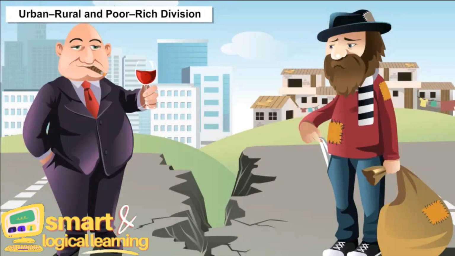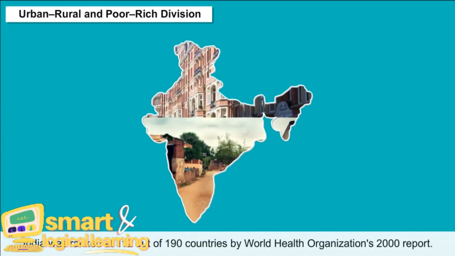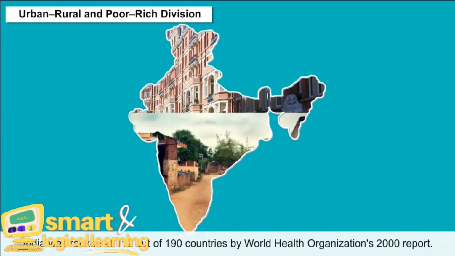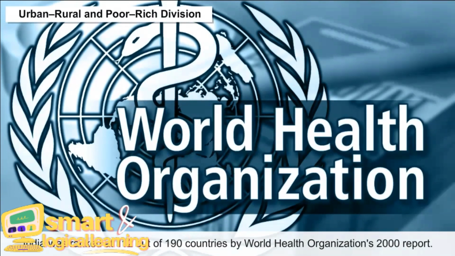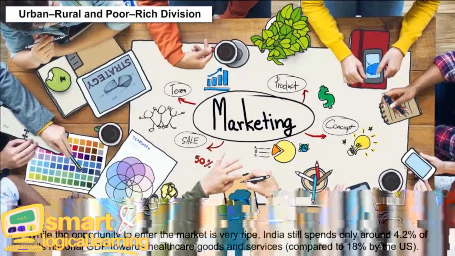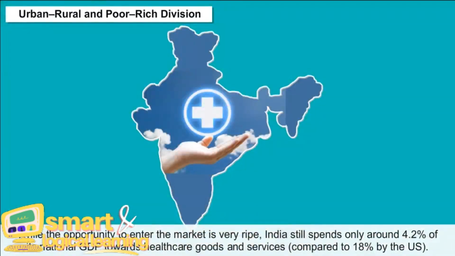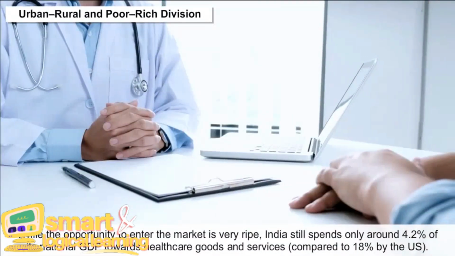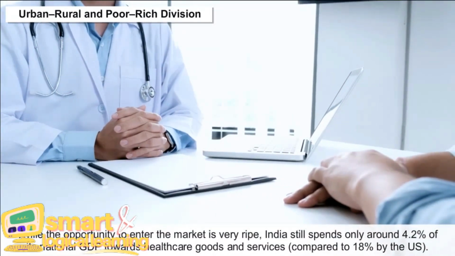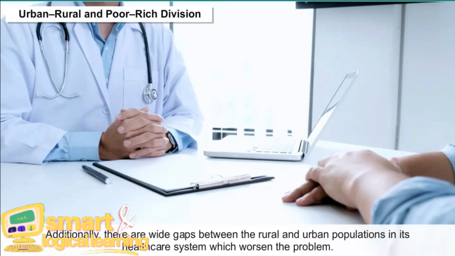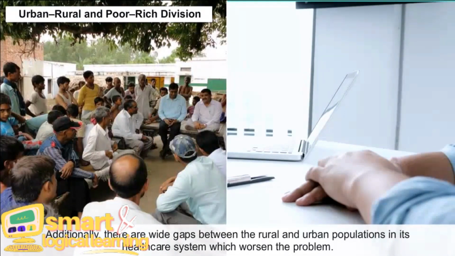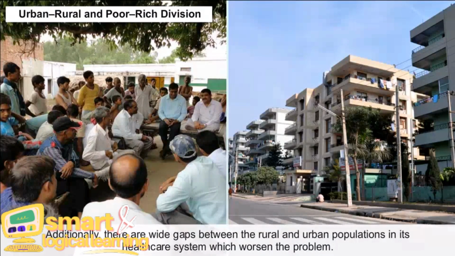Urban-rural and poor-rich division. India was ranked at 112 out of 190 countries by the World Health Organization's 2000 report. While the opportunity to enter the market is very ripe, India still spends only around 4.2% of its national GDP towards healthcare goods and services, compared to 18% by the US. Additionally, there are wide gaps between the rural and urban populations in its healthcare system, which worsens the problem.